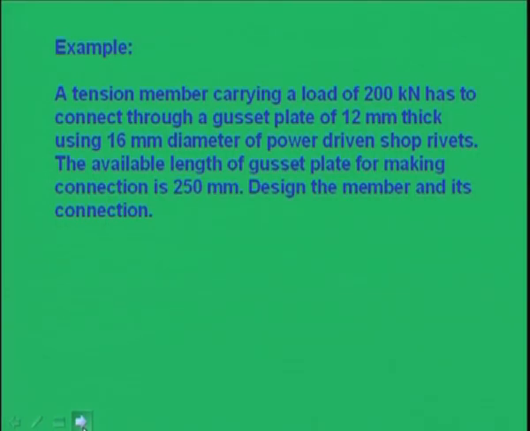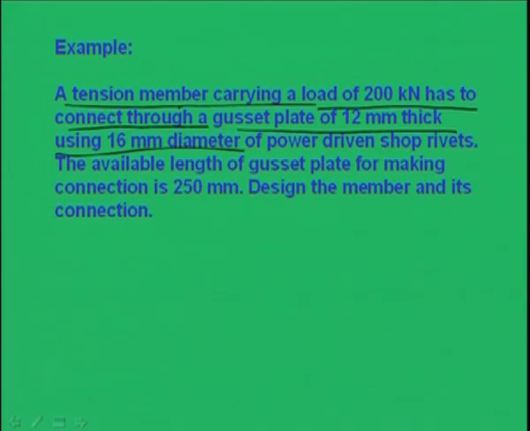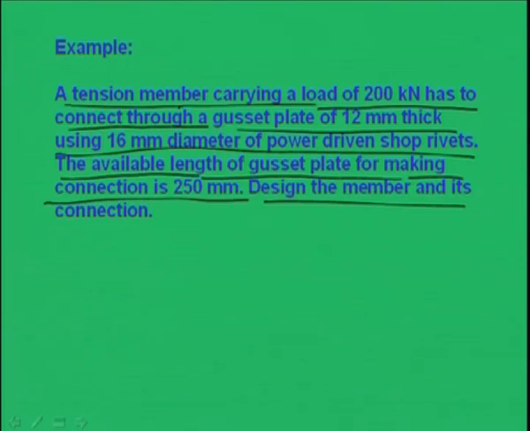So, what is this example? A tension member carrying a load of 200 kilonewton has to be connected through a gusset plate of 12 millimeter thickness using 60 mm diameter power driven shop rivets. The available length of gusset plate for making the connection is 250 millimeter. Design the member and its connection.